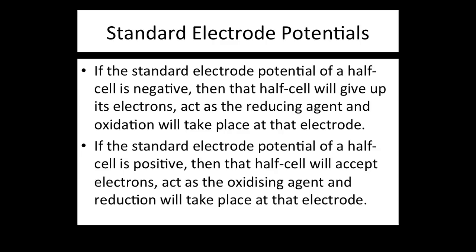In order to understand standard electrode potentials, you need to realise that if the standard electrode potential of a half cell is negative, then that half cell will give up its electrons, act as the reducing agent, and oxidation will take place at that electrode. If the standard electrode potential of a half cell is positive, then that half cell will accept electrons, act as the oxidizing agent, and reduction will take place at that electrode.